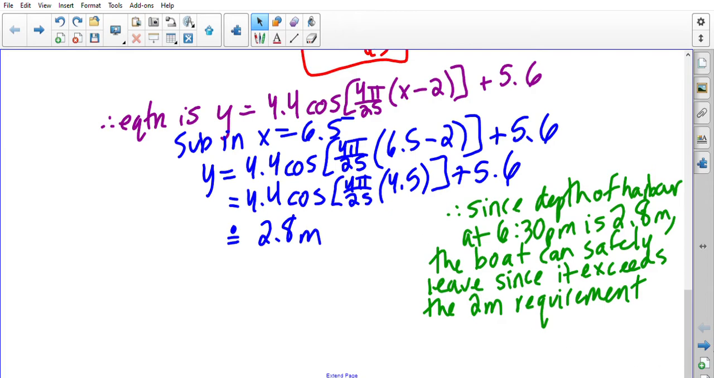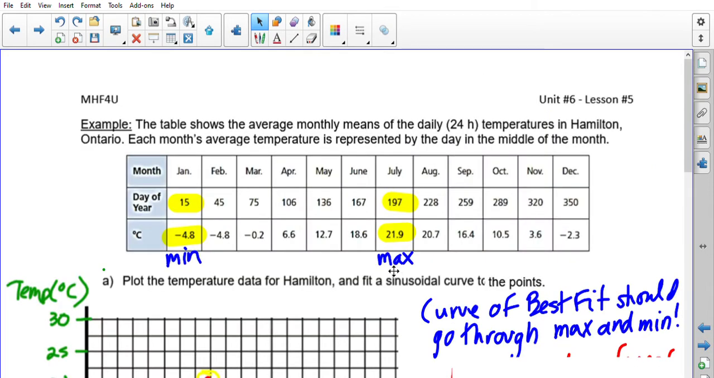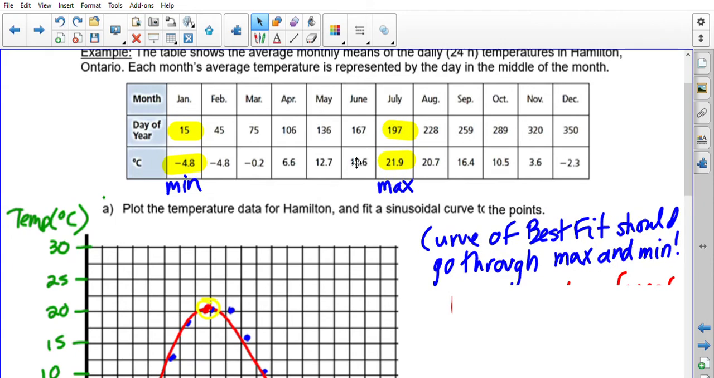All right, let's try another question. This one involves us plotting data, so creating a scatter plot, and then we are going to fit it to a sinusoidal curve. So at this time it says the table shows the average monthly means of daily temperatures in Hamilton, Ontario. Each month's average temperature is represented by the day in the middle of the month. Okay, so these are the average temperatures.